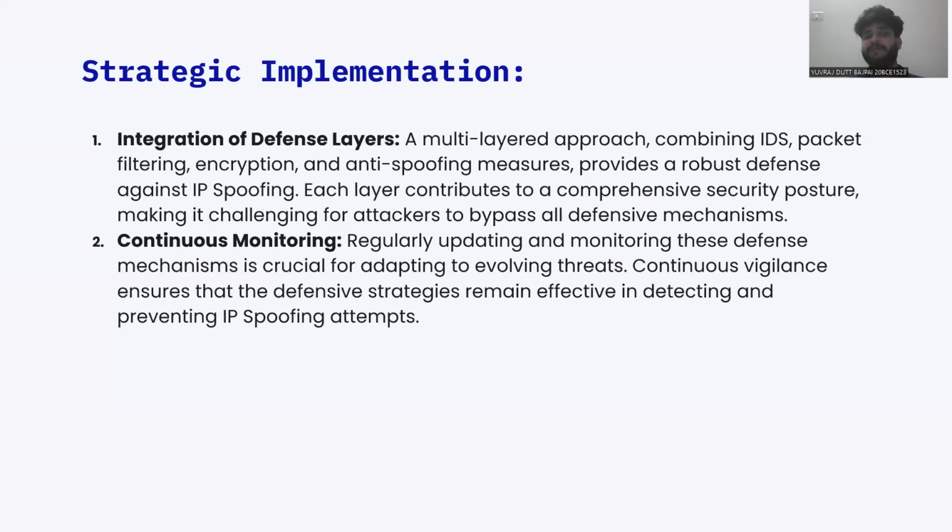The strategic implementation. The first point involves a multi-layered approach combining IDS, packet filtering, encryption, and anti-spoofing measures, which provides a robust defense against IP spoofing. Each layer contributes to a comprehensive security posture, making it challenging for attackers to bypass all defensive mechanisms. The second point is continuous monitoring. Regularly updating and monitoring these defensive mechanisms is crucial for adapting to evolving threats.